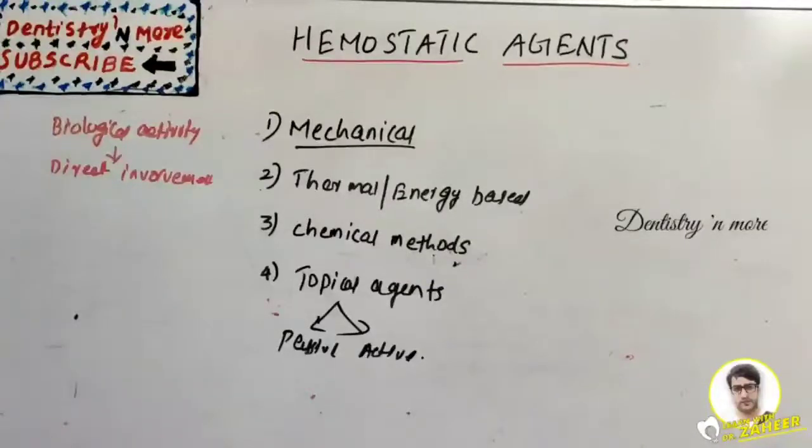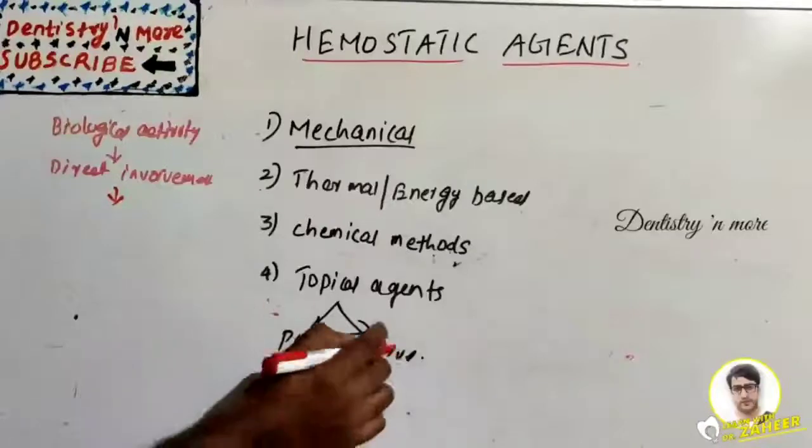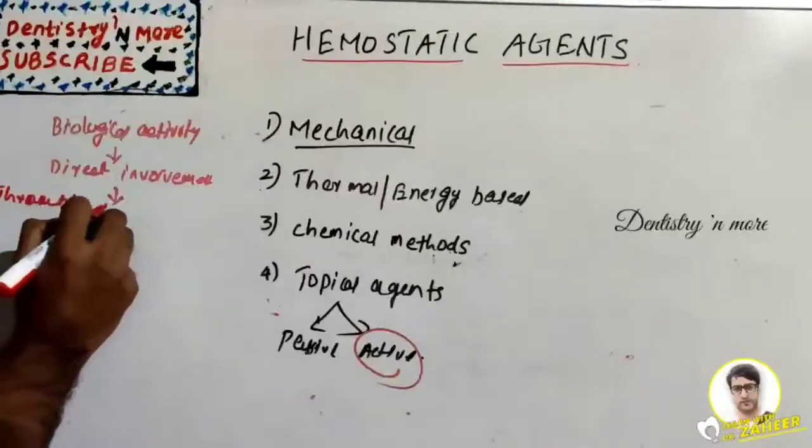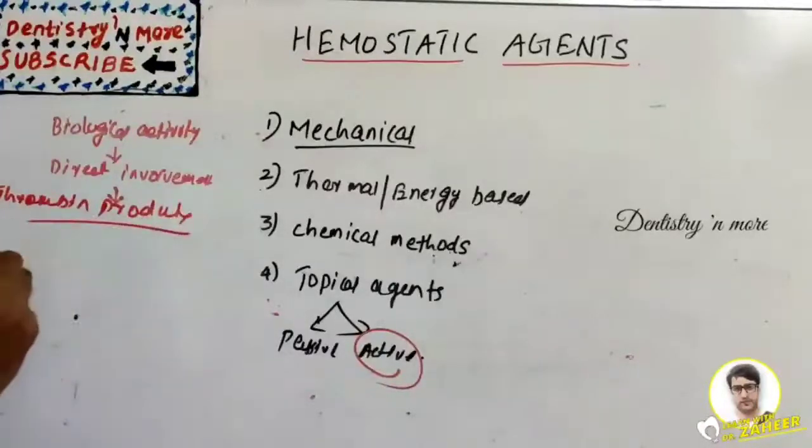The action of the agent is not affected by clotting factor deficiencies or platelet malfunctions. So it can also be given to patients receiving antiplatelet or anticoagulant therapy, that is warfarin, heparin medicines. If the patient is already taking them, we can still use active agents. These active topical agents provide hemostasis within 10 minutes and are more effective in controlling bleeding than the passive agents. So the basic products are thrombin products.